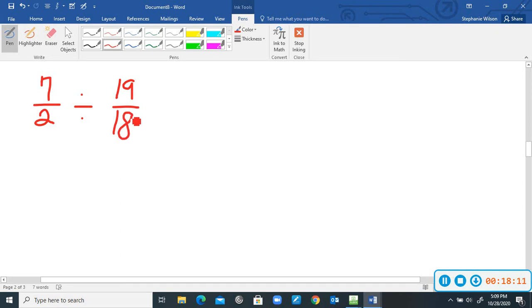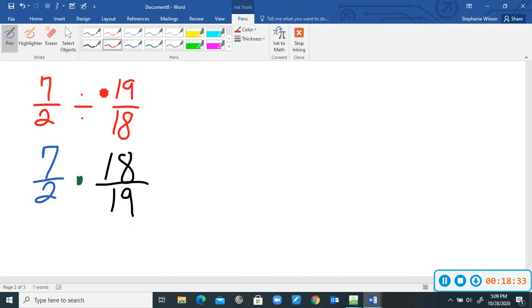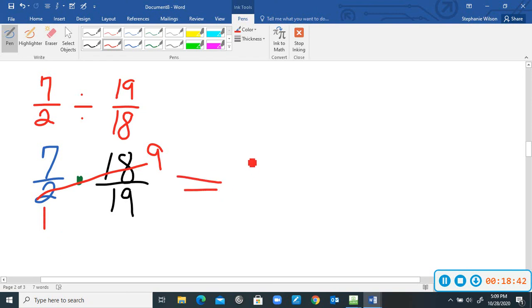Alright, so we're going to apply the rule for dividing by fractions. We're going to keep our first term the same. Keep it the same. We're going to change our operation, change division to multiplication. We are going to flip our second term. And then next, we are going to reduce if possible. Well, I know 2 and 18 reduce. So, next, we're going to say 7 times 9. It's 63. 1 times 19 is 19.